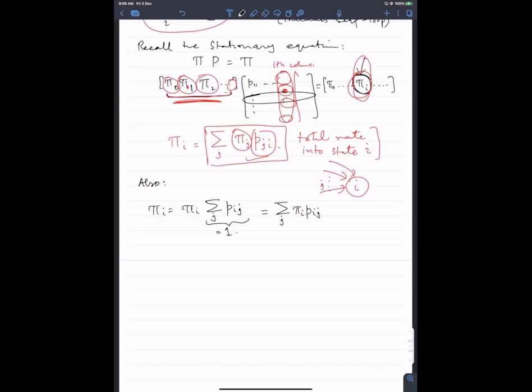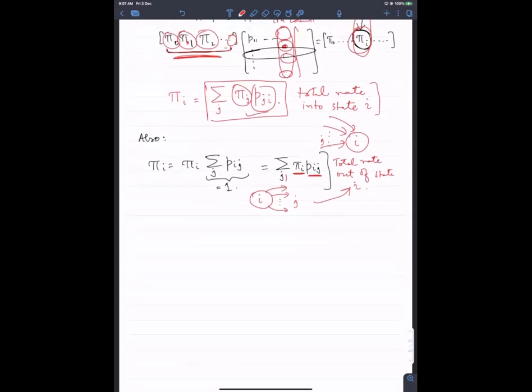And what is this rate? This is the total rate out of state i. So you have state i, and you found yourself in state i, and from i you go toward j, summed over all j. So this is the total rate out of state i.